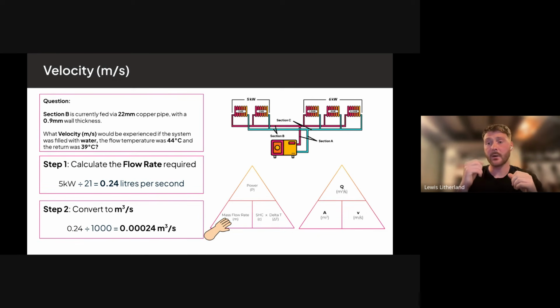You've just got to find out what your mass flow rate is. Start with flow rate. Flow rate is king, as they all say. That's the most important part. Work that out first, and then everything else will fall into place. You've just got to remember these little conversion factors that we've got. So get it into meters cubed per second, as it says there. That's how we do it. So divide by 1,000 there.